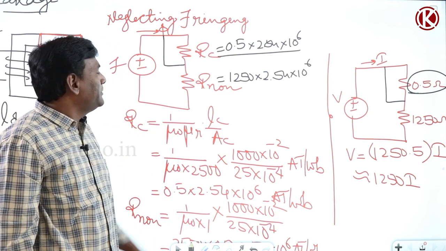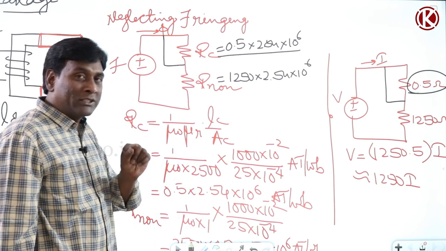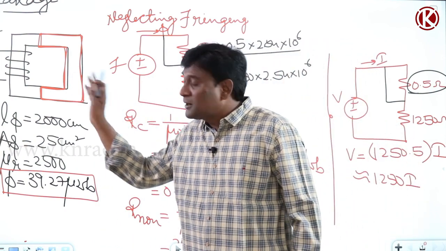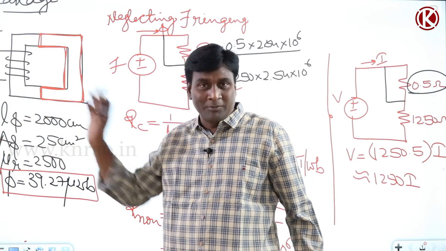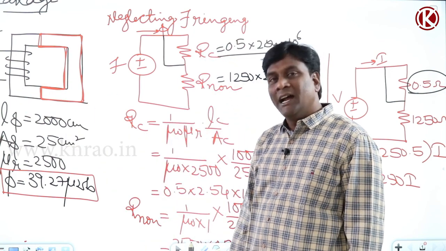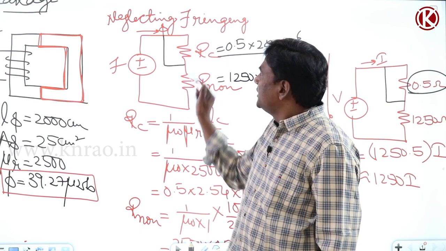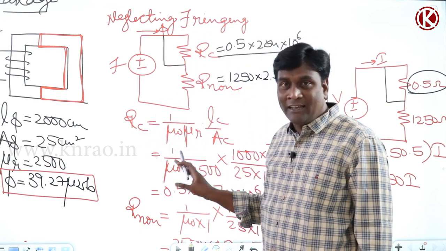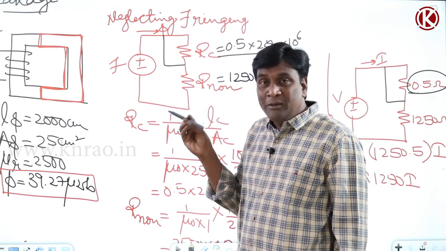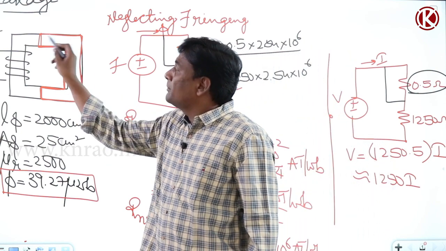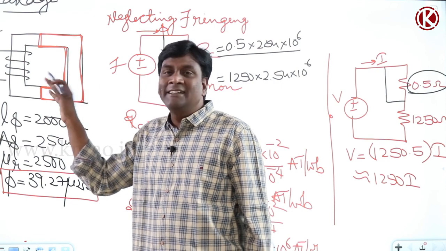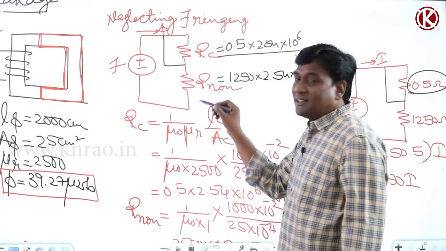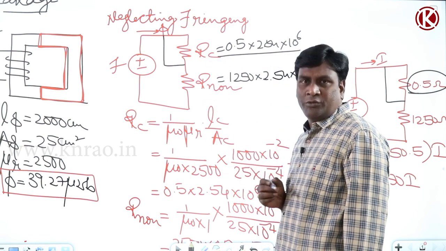Okay, so what does it mean? It means, focus here, when around 50% of the flux path is in non-magnetic material and 50% of the flux path is in magnetic material, under those conditions the 50% of flux path in magnetic material can be neglected in analysis, and flux can be assumed as flowing through non-magnetic material only, neglecting the flux path in magnetic material. Because, if you see from the reluctance point of view, we can conclude that.